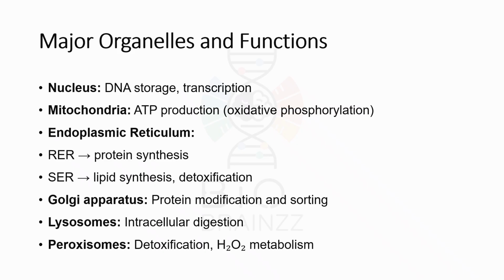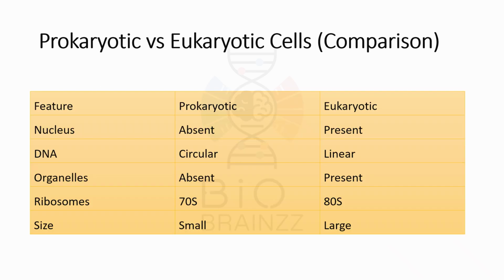Endoplasmic reticulum has two types, rough ER for protein synthesis and smooth ER for lipid synthesis. So each organelle has a specific role and you should clearly remember these functions.